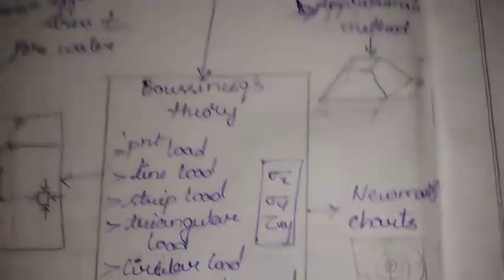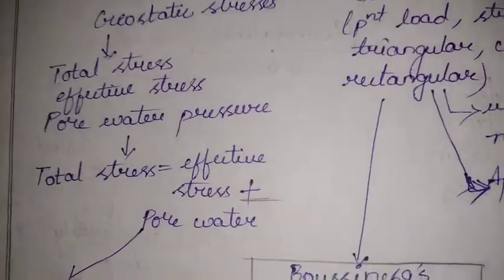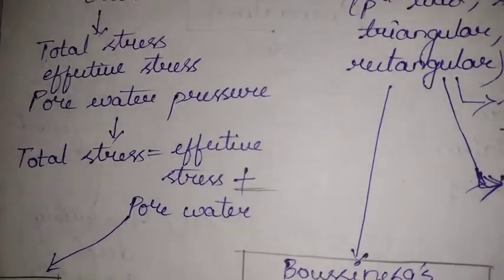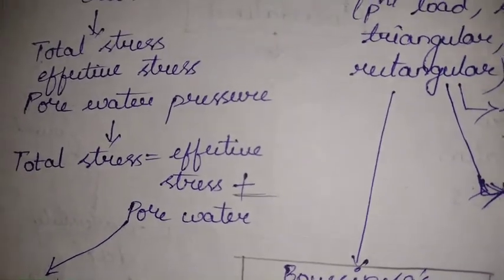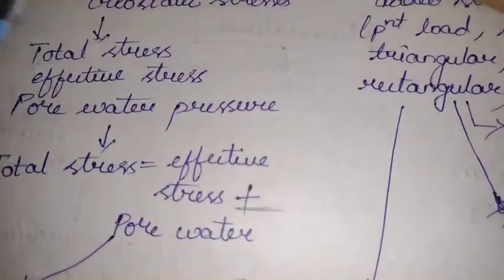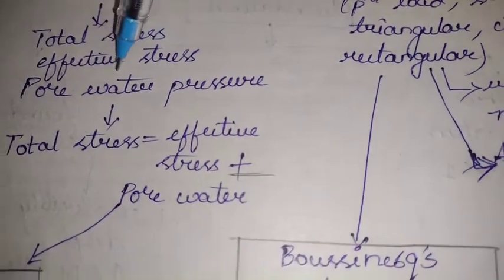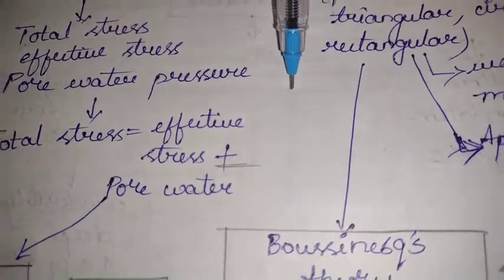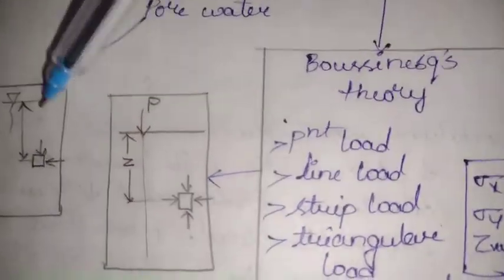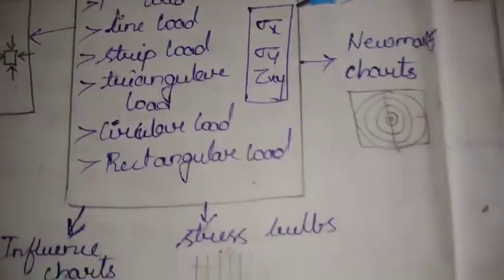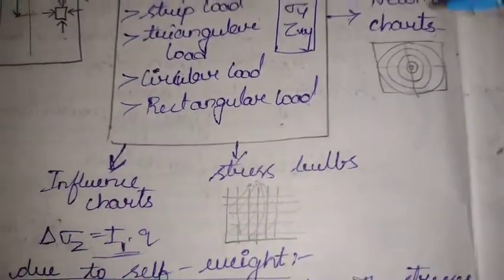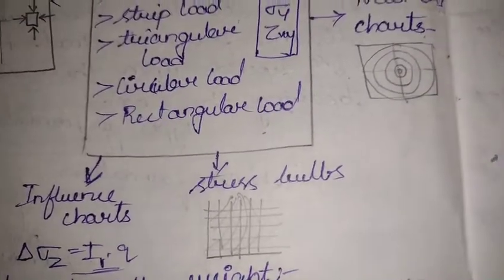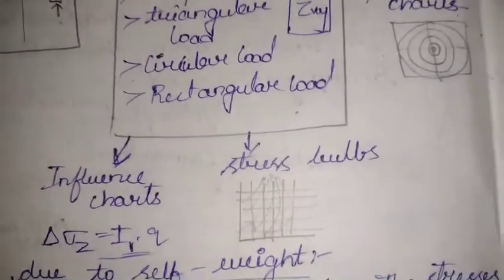Coming to the geostatic stresses, we have three types: total stress, which is a summation of effective stress and pore water pressure, effective stress, and pore water pressure. Yes, this is the diagram of how it is represented. Along with Newmark's chart, we also have influence charts and stress bulbs. This is just the diagrammatic representation and all the introduction part required for that.